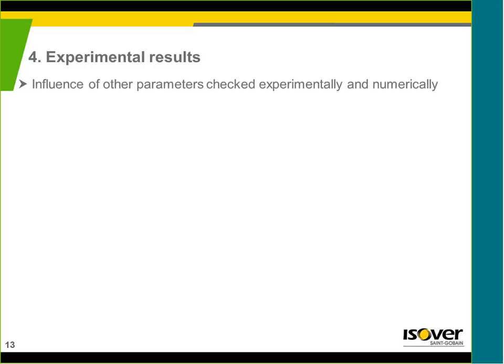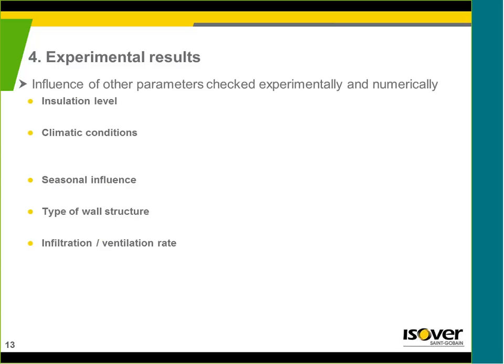I will just go through a whole lot of other parameters that we checked either experimentally in specific experiments or numerically, just to say the results of a few things. So insulation level, climatic conditions, influence of the season, summer, winter, the type of wall structure, and the infiltration or ventilation rate. So first, about the insulation level. We checked in several houses or several configurations in the houses, from almost non-insulated, like in Salford, to quasi passive houses, and in all cases we had the same quality of results.